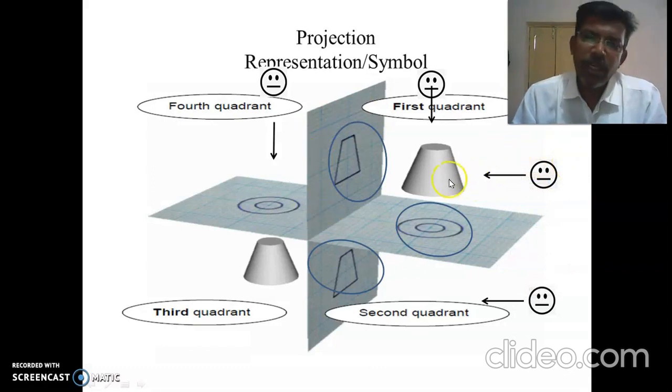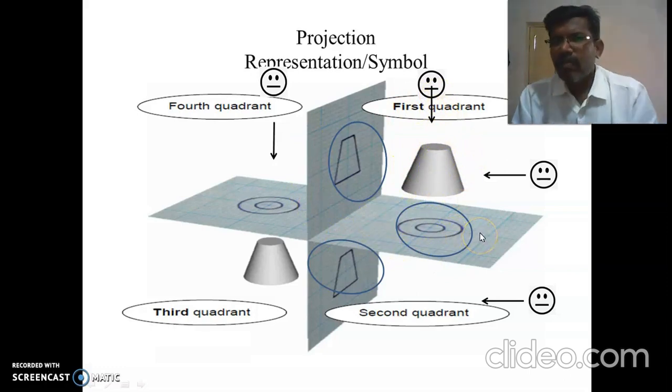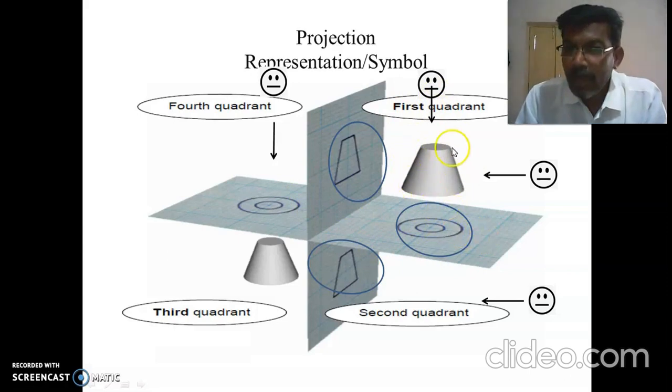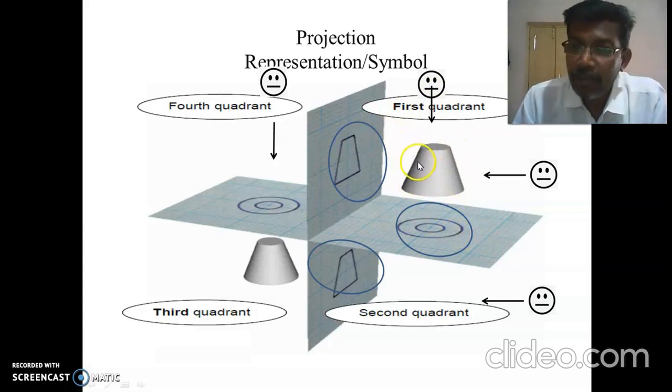So here itself, the opposite is first. Now this object is there, and this is the horizontal plane. If this object is placed in the first quadrant, the object is above the horizontal plane and in front of the vertical plane. Suppose let us take the same object here, this arrow mark.